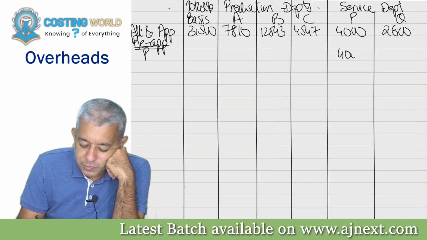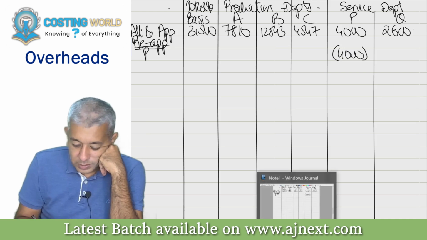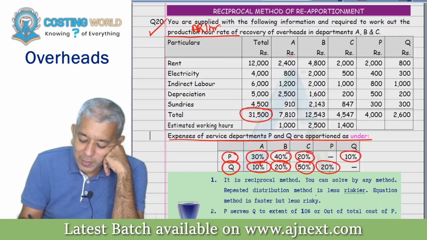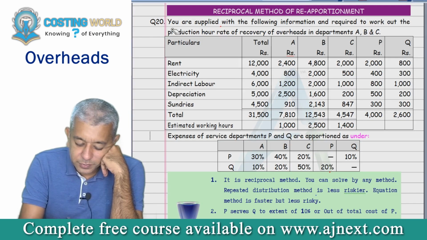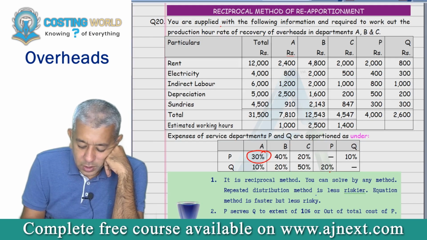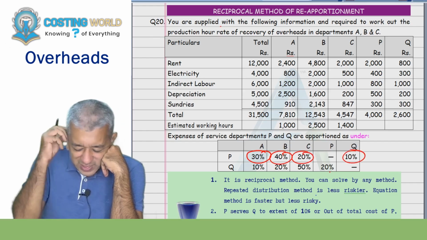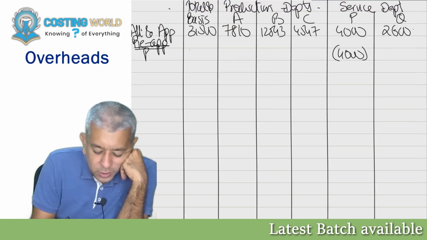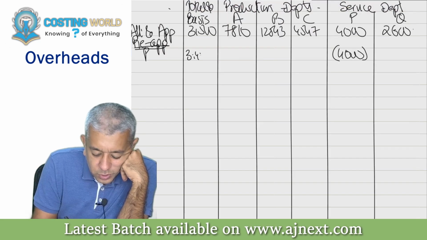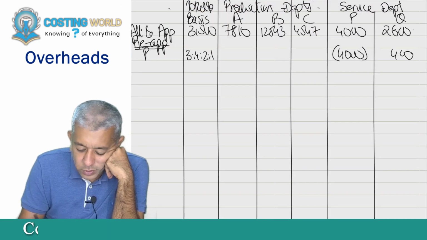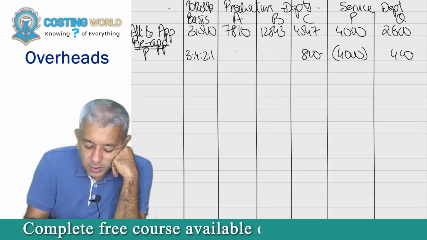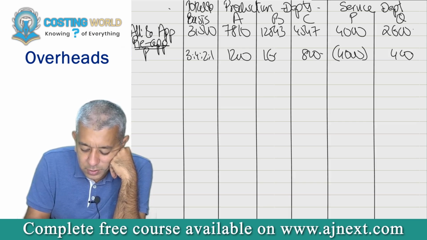Remove 4,000 from here. And P's cost has to be divided among the other departments. In what ratio? 3, 4, 2 and 1. Is that okay? Yes. So write down over here 3:4:2:1. So I guess this will be 400, 800, 1200, 1600.